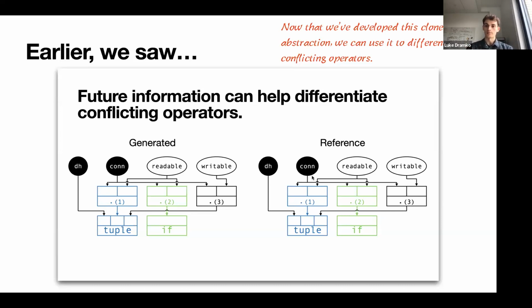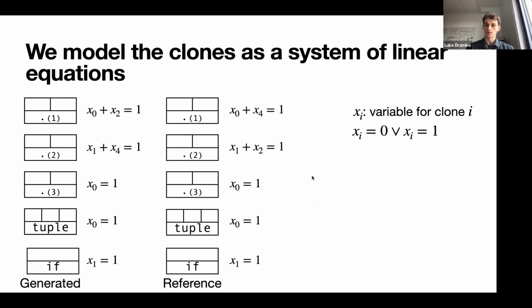We do this in a very systematic way by modeling the clones and their conflicts as a system of linear equations. So here we have the generated and reference code, and then I'll highlight in particular code clone 1 and 2. We know there's a conflict between those, so we'll just focus on that conflict. There are other conflicts here. So what do these equations mean? Where do they come from? Well, let's look at this one in particular.